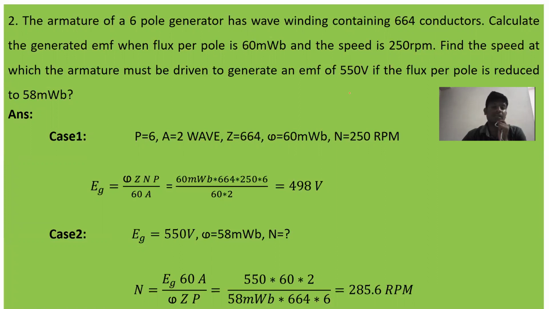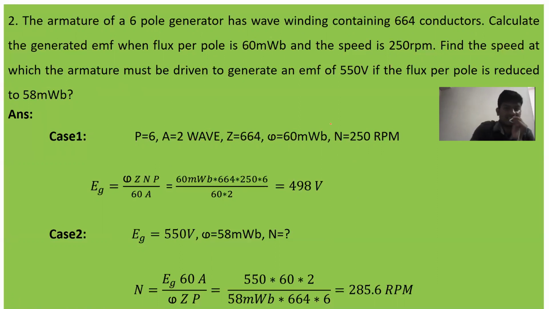Then find the speed at which the armature must be driven to generate an EMF of 550 volts if the flux per pole is reduced to 58 milliwebers.